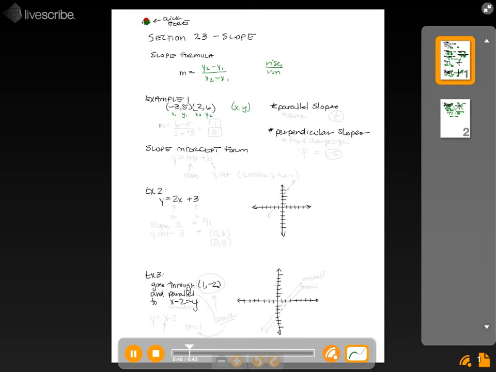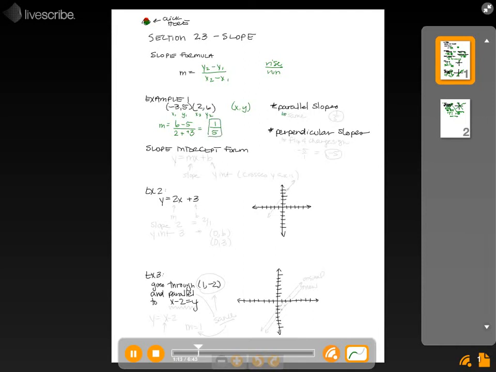Now we're just going to fill in our values into our slope formula. y2 is 6 minus y1, which was 5, over 2 minus negative 3. Now, two minuses together, two negatives together become a positive. So on the bottom it's really 2 plus 3. 6 minus 5 is 1. 2 plus 3 is 5. So there's our slope. Our slope is 1/5.